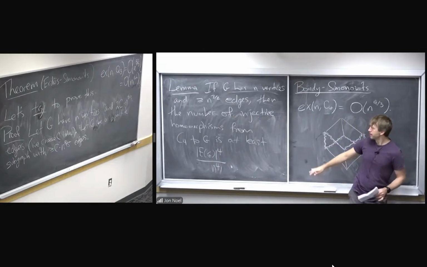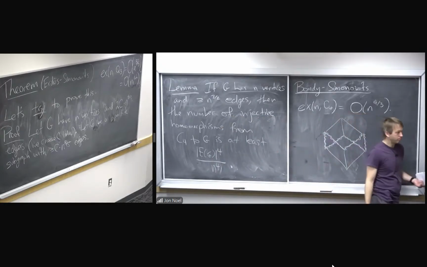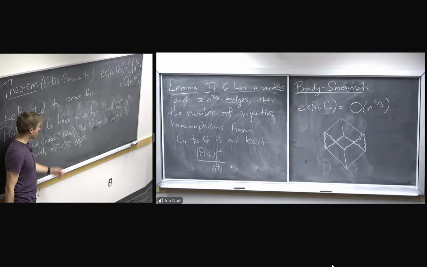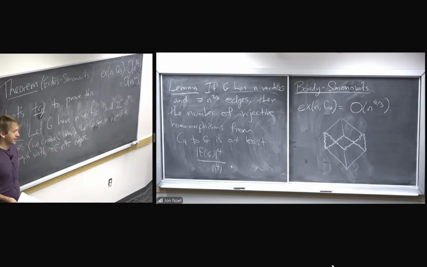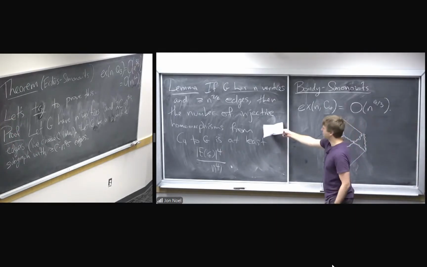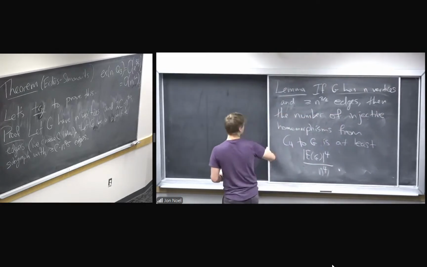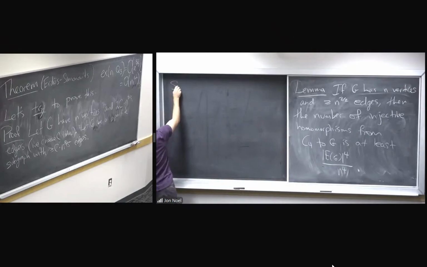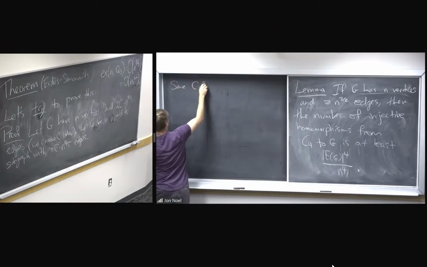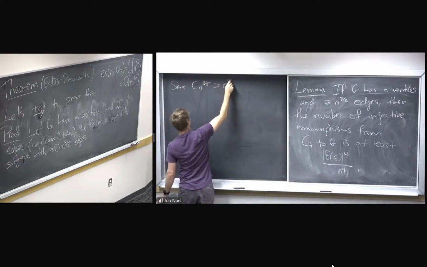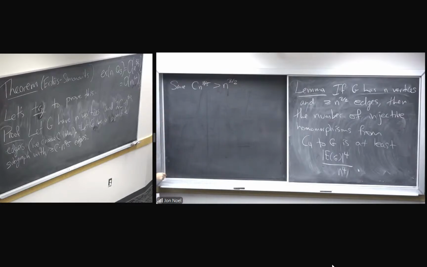So somehow I'd like to use this lemma, which does apply because the number of edges is something like n to the 1.6, which is definitely bigger than n to the 1.5, if n is big enough, which is what you need for this lemma. So we may as well just let c be bigger than 1. So this is bigger than n to the 3 over 2.